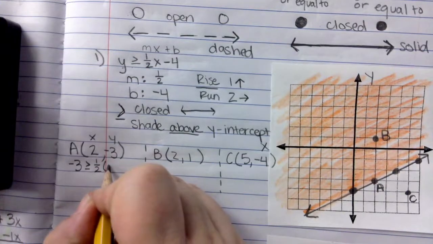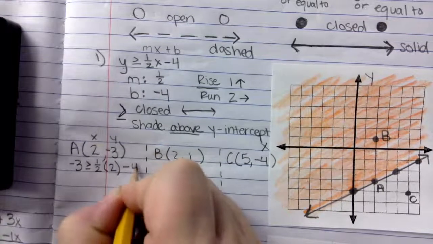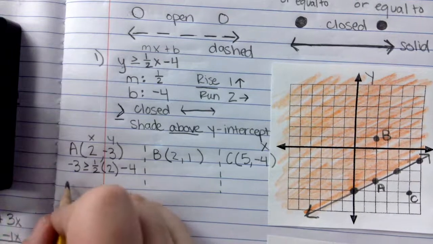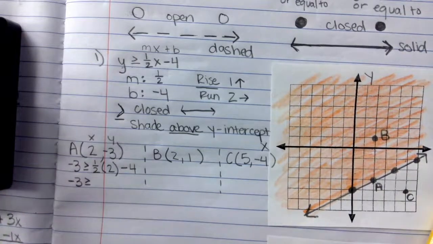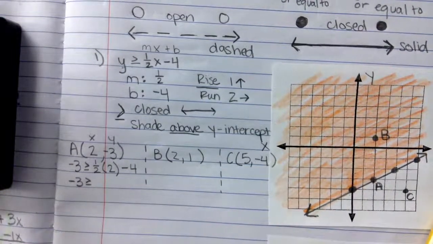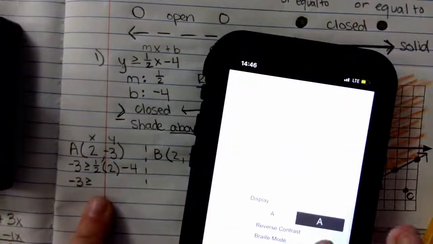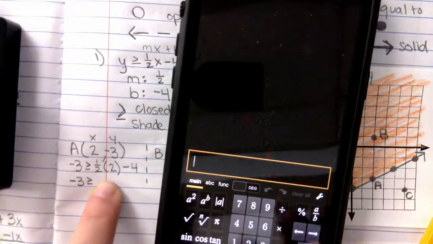All right, so on this left side, this negative 3 is going to stay the same. Greater than or equal. On the right side, we're actually going to find that answer. You can either do it in your head, use a scratch paper, or use a calculator. My brain's not working very well today. I have a really bad headache and I'm really hot, so I'm going to just use my calculator because that sounds easy. So I'm going to do 1/2, parenthesis 2, so times 2, minus 4. And we get negative 3.